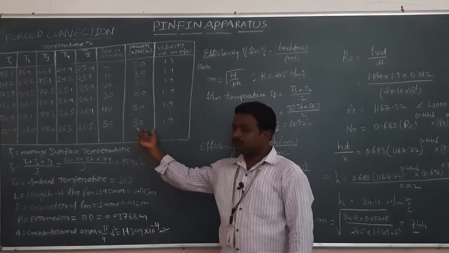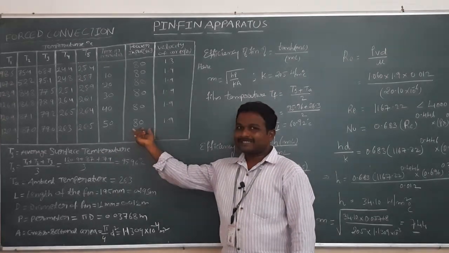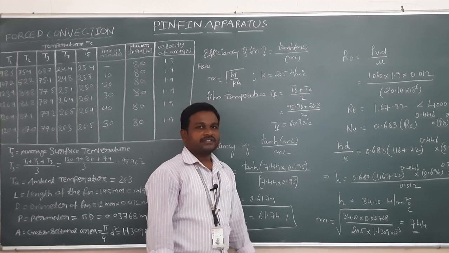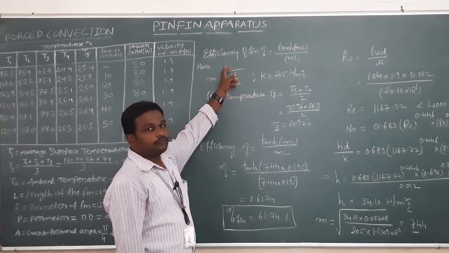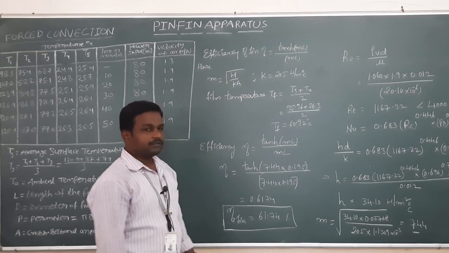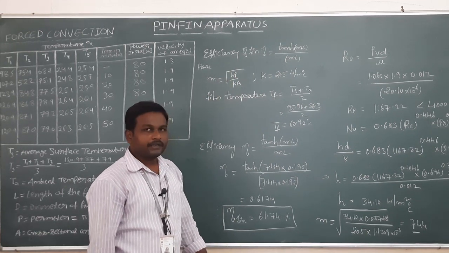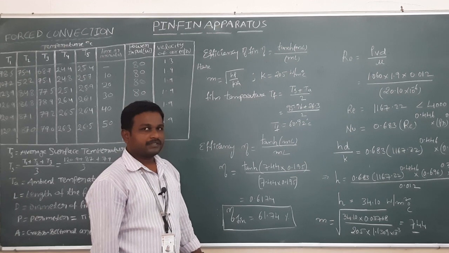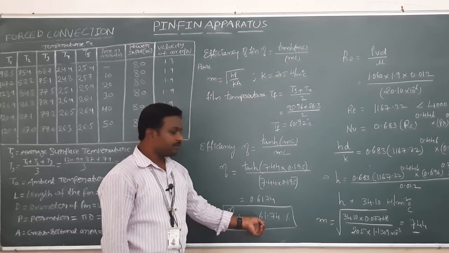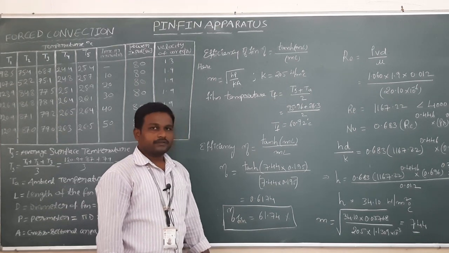Finally, I am concluding. I gave the heat input to the system 80 watts and calculated the efficiency of the fin in forced flow condition and natural flow condition. In natural flow condition, the efficiency of the fin value is obtained at 80.68%, and in forced flow condition, the efficiency of the fin value is obtained 61.74%.